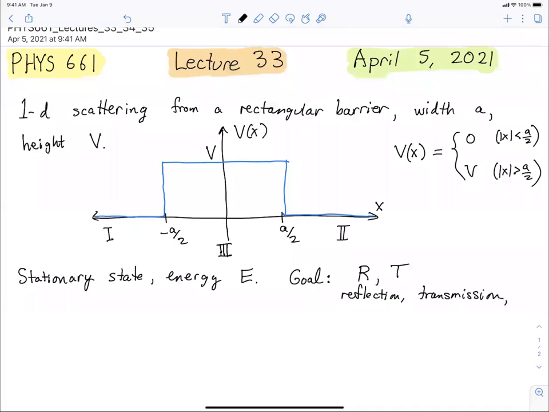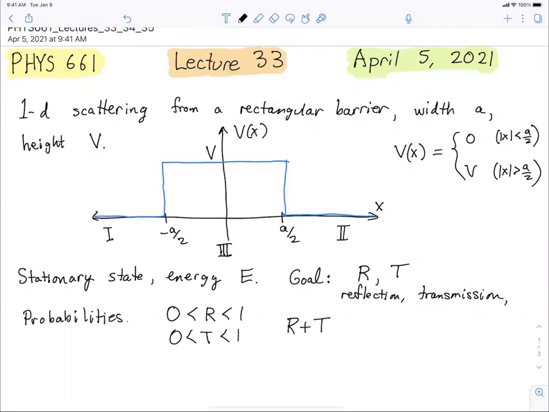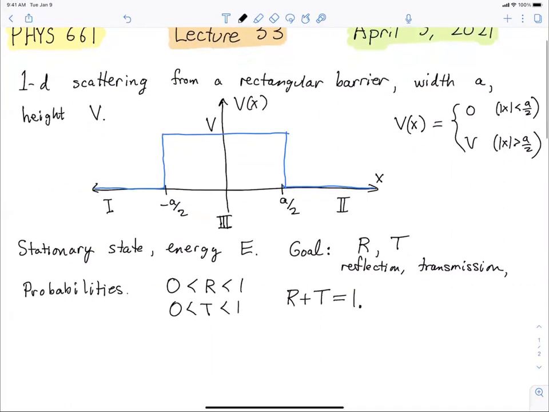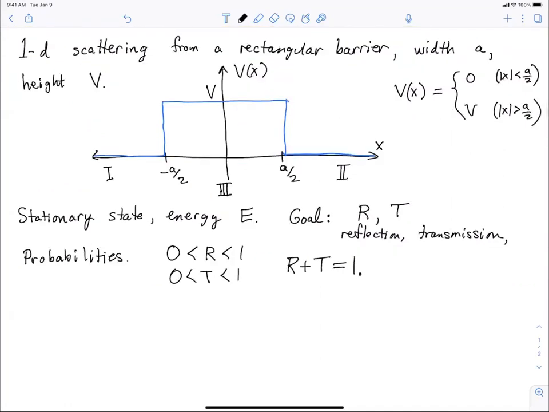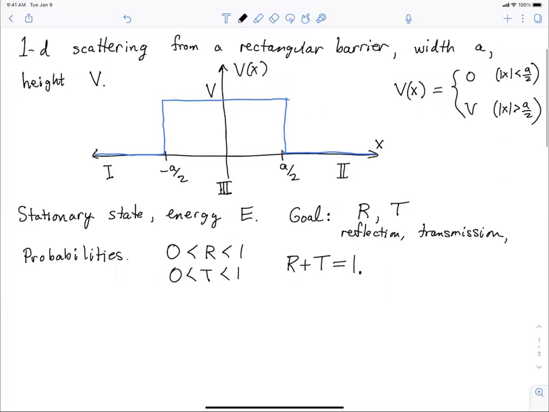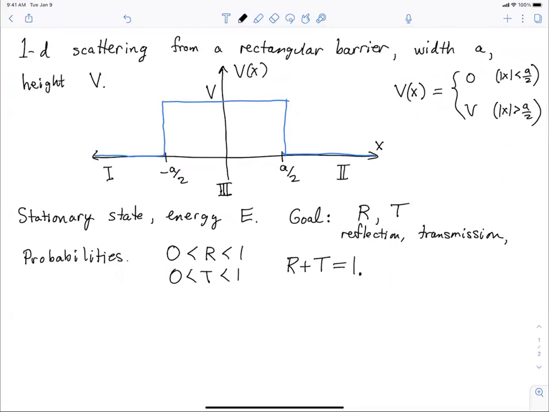Okay, and as a reminder, those are probabilities. And so they satisfy the usual things that probabilities have to satisfy. Namely, they have to be between 0 and 1. And because they reflect different outcomes, that means the sum of them has to equal 1. And so we're trying to compute something that we could, in principle, measure if this were a real experiment, which is the probability that a particle that we send in gets reflected back at us or transmitted through the barrier. Those are the two possible outcomes.